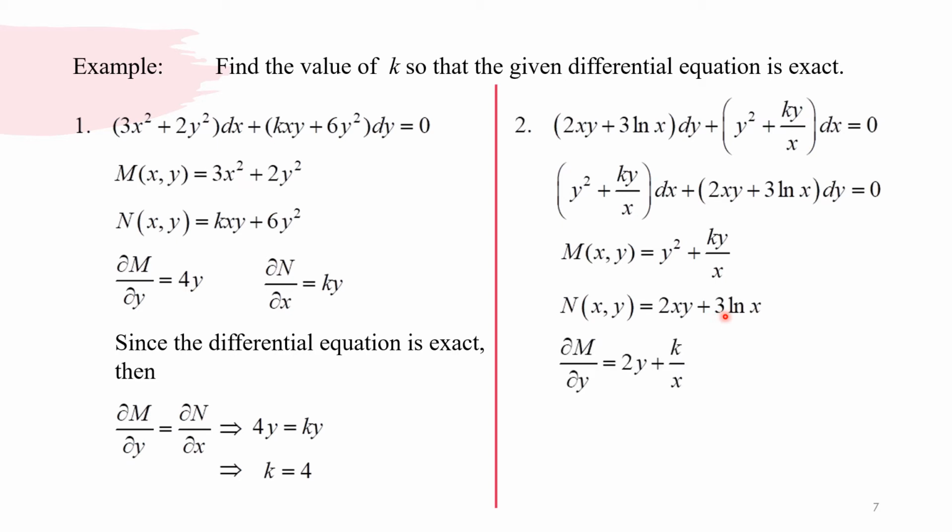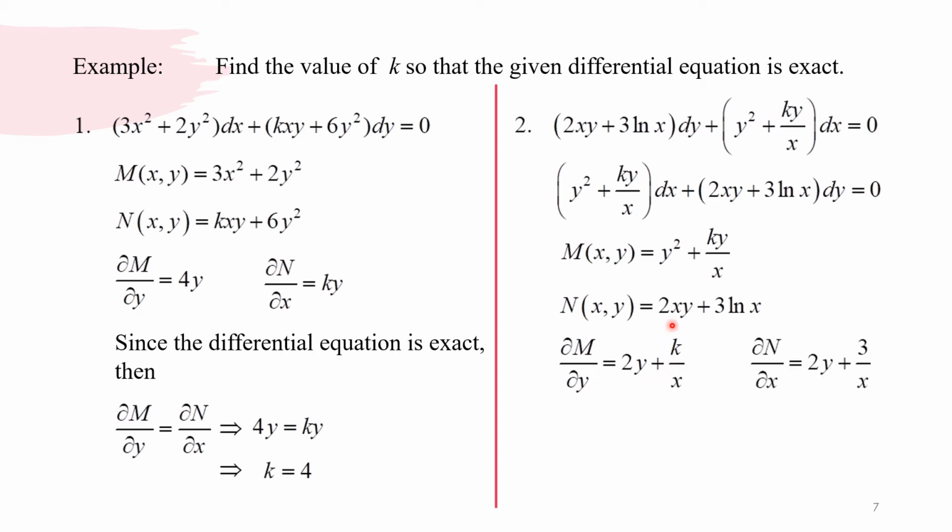Evaluate the first partial derivative of M with respect to y. Differentiate y² with respect to y, the answer is 2y. Differentiate ky over x with respect to y. Take note that k is a constant, 1 over x is also a constant, so k over x is a constant. When you differentiate y with respect to y, the answer is 1, multiplied by the existing constant k over x, so the answer is k over x. Therefore ∂M/∂y is 2y + k/x.